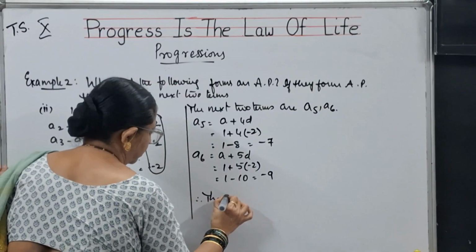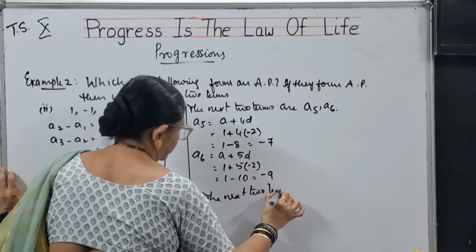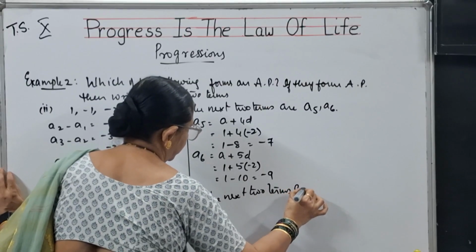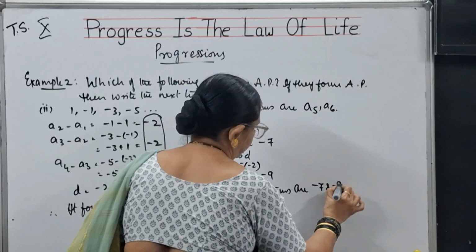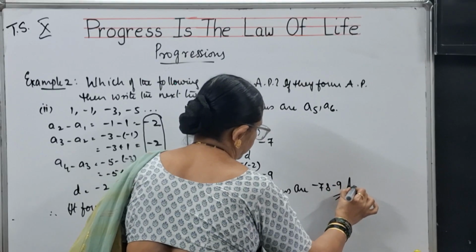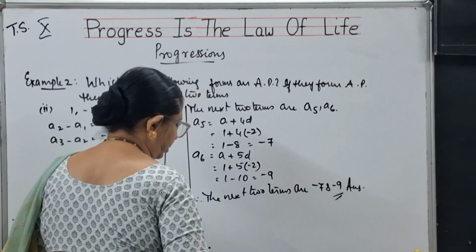Therefore, the next two terms are minus 7 and minus 9. These are the answers, children, for this bit.